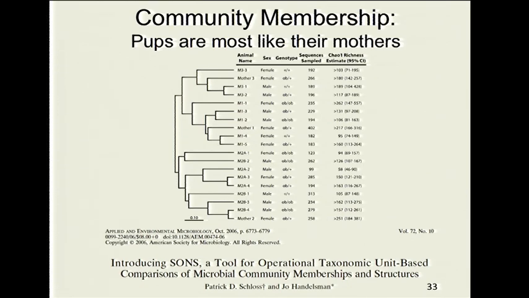Oh, sorry, that's too small even for me to read. Those are the pups of mother 3, and mother 3 clustered together, the pups of mother 1 and mother 1 clustered together, and mother 1 and mother 3 are sisters. So what you see here is that at the level of community membership, pups are most like their mothers, and the next step is that they are most like their cousins if their mothers are sisters. And so this is saying that microbes are inherited, at least in mice, from their mother.